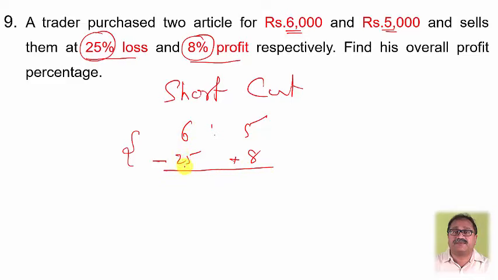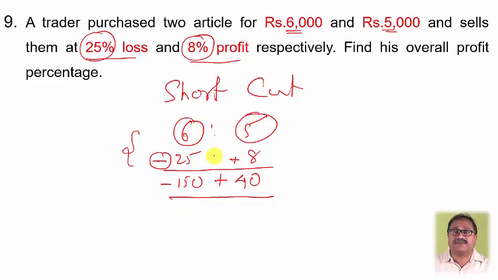And the same thing we did in the previous question, multiply these two figures. That is 6 into 25, that's 150. And that should be in minus. So minus 150. And here the product is in plus. So add here plus 5 into 8, 40. Divided by the sum of these two terms, 6 plus 5, which is 11. So I get this as 110 by 11, which is nothing but 10. So 10% is overall profit percentage.